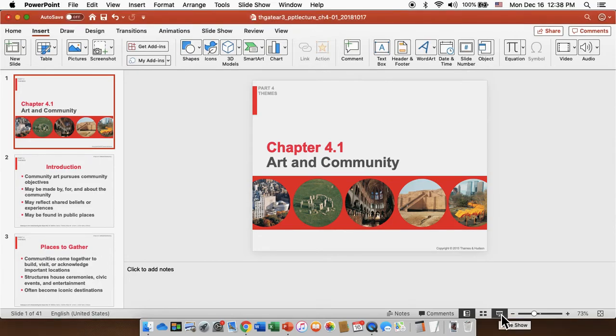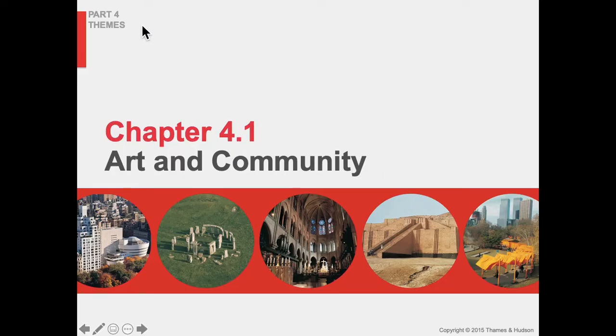Chapter 4.1, part 1. We're in part 4 of the book, themes. That's where we're going to start. So a couple things before I get started on the PowerPoint: in our course, we are starting with chapter 4, which is the themes and why people make art, how some structures are built to some degree, and the reasoning behind it. So there's chapter 4.1.